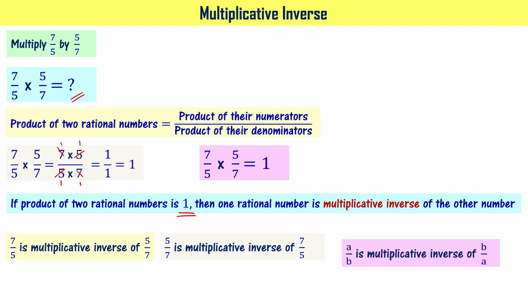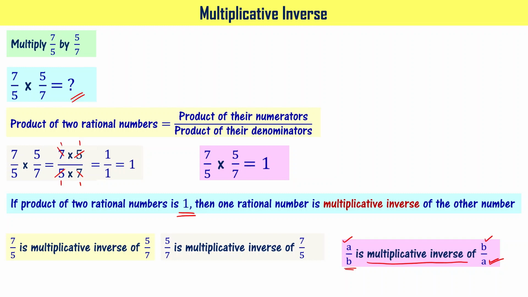What we have done here, in the case of the multiplicative inverse, is the numerator becomes the denominator, right? The numerator of one rational number becomes the denominator of the other rational number, and the denominator of a given rational number becomes the numerator of the other rational number, right? That's why A by B is the multiplicative inverse of B by A, right?